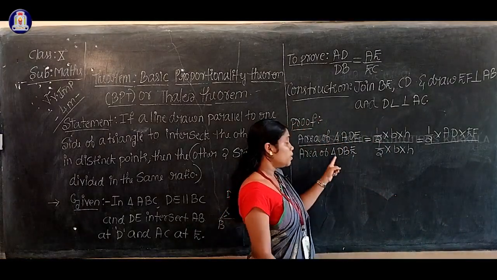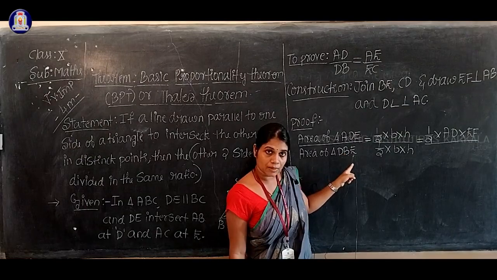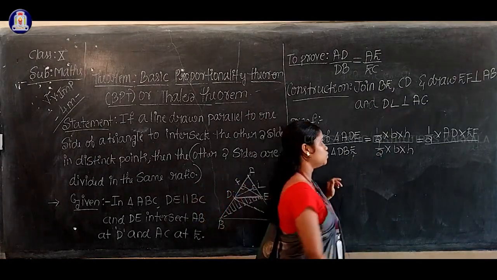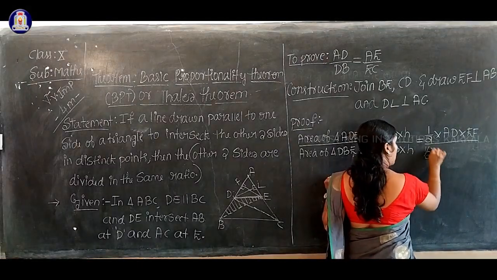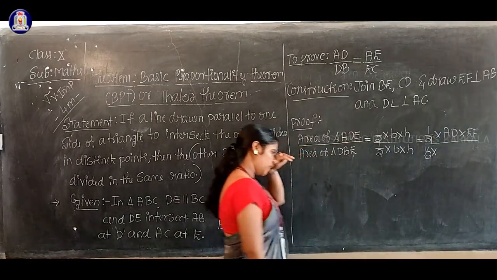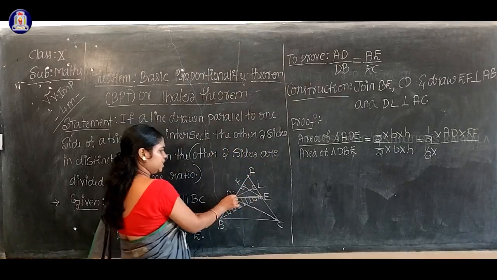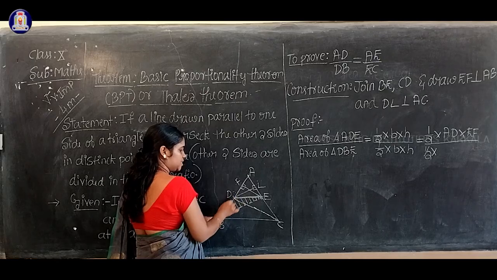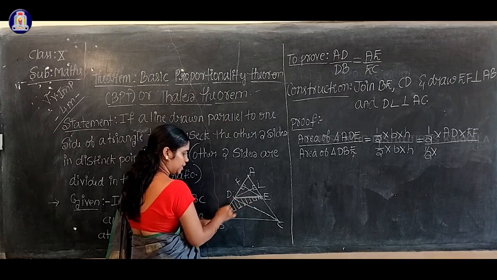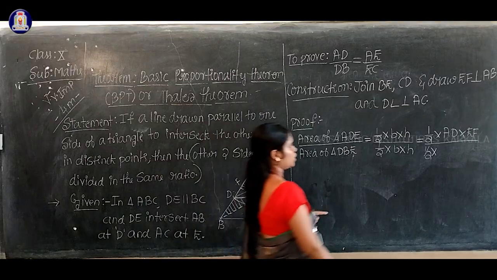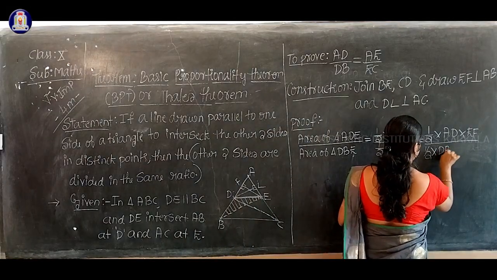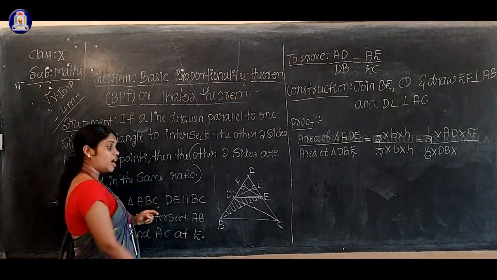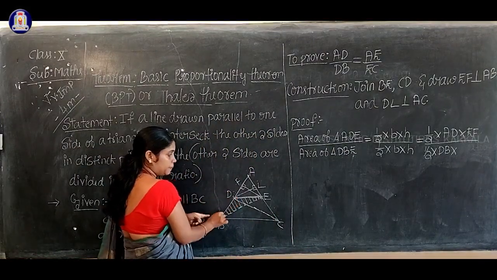Now what about for this triangle DBE? Same formula, half into base into height, same formula. We'll substitute the values here. Half into base value. For the triangle DBE, what is your base? Your base is DB. So half into base is DB into, what about your height for this triangle DBE?